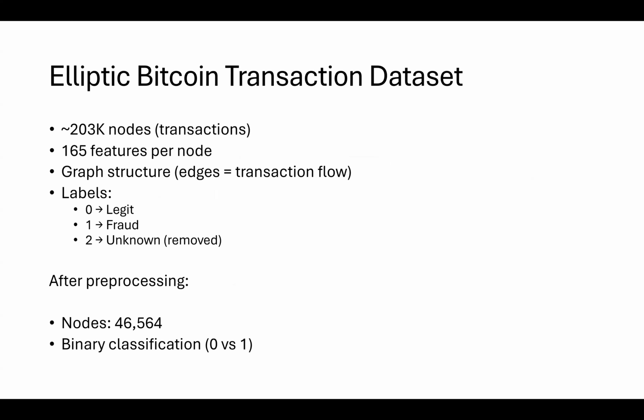I used the Elliptic Bitcoin Transaction Dataset. It originally has around 200,000 transactions, each with 165 features and connections between them. And each node is labeled as legitimate, fraud, or unknown. After pre-processing, I removed the unknown class and converted it into a binary classification problem. So finally, I worked with about 46,000 nodes.